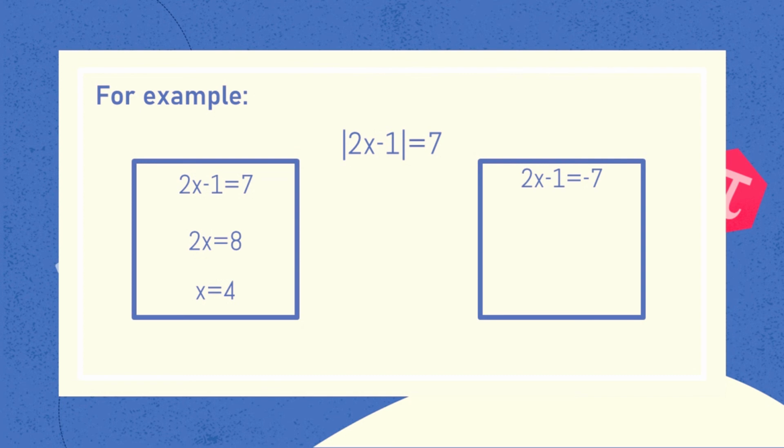Our second answer will be 2x minus 1 is equal to negative 7, and we add 1 to both sides, which leads us to 2x is equal to negative 6. Then divide both sides by 2, which leads us to the answer that x is equal to negative 3. Therefore, in this problem, we have two solutions. x is equal to 4 or x is equal to negative 3.